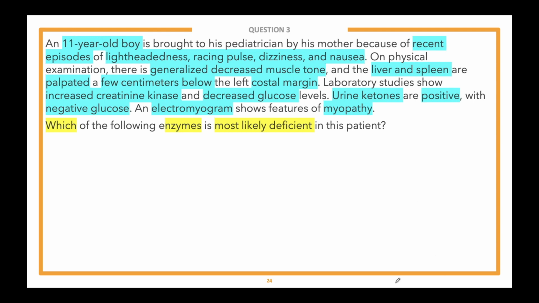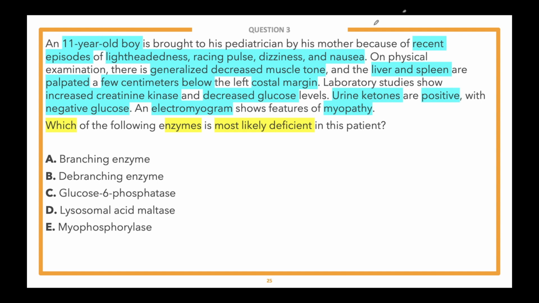So, how many steps is this question? Well, one, I think we need to figure out what's going on in this patient, what's his condition, what's his diagnosis, and then two, based off that, is there an enzyme that's most likely deficient based on the mechanism or the pathophysiology of the disease? So, probably a two-step question here. So let's go ahead and take a look at those answer choices.